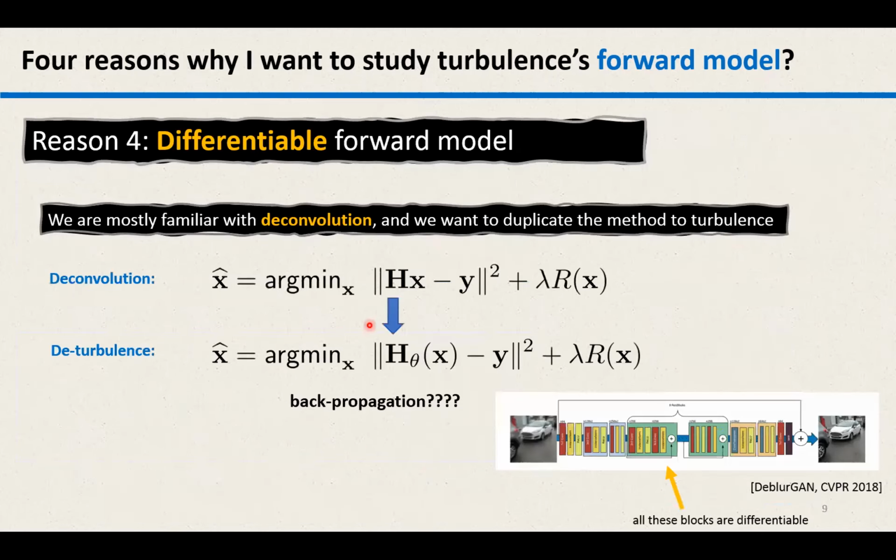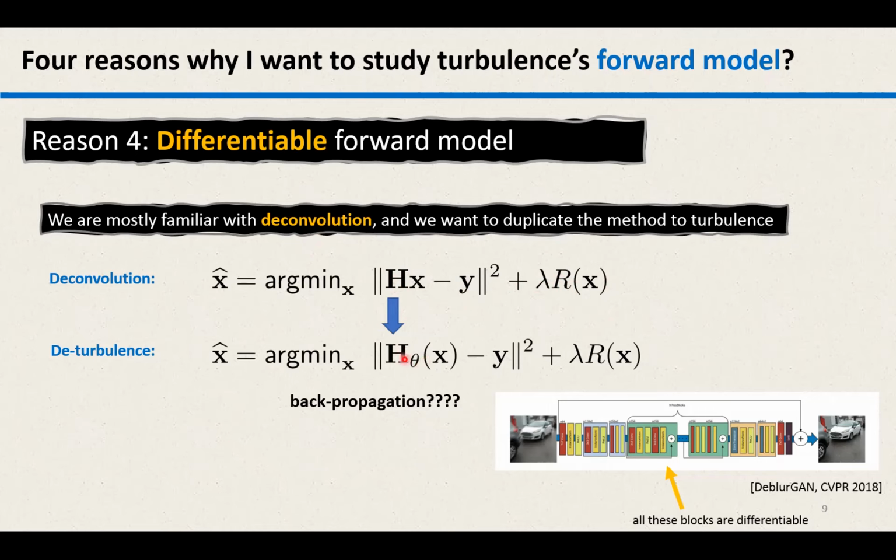And finally, the reason I want to study the turbulence forward model is that we all want to solve the inverse problem. And we used to see problems like these. We have the 2 norm square of Hx minus y, which is the perfect forward linear least square problem, which is also called the deconvolution problem. And then you can put your favorite prior distribution over there so you can solve this problem. In turbulence, you can, of course, replace this linear operator H by your nonlinear operator, and you can apply all the tricks that you want.